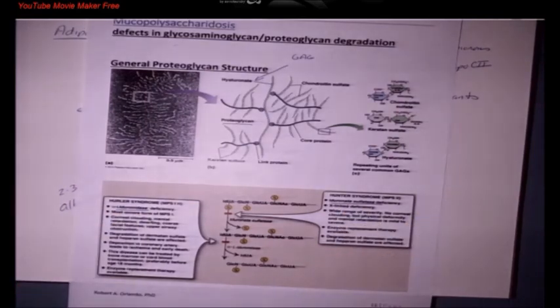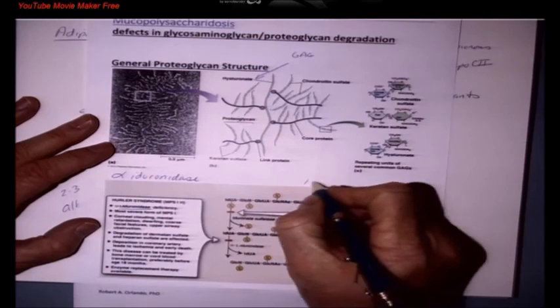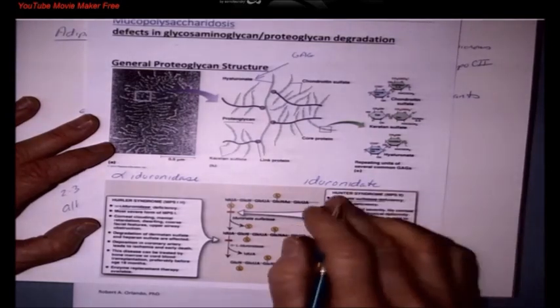Yes? Could you write out those enzymes a little bit bigger? Sure, absolutely. This is alpha iduronidase, and this is iduronate sulfatase. That's a misspelling in that figure. It's iduronate.